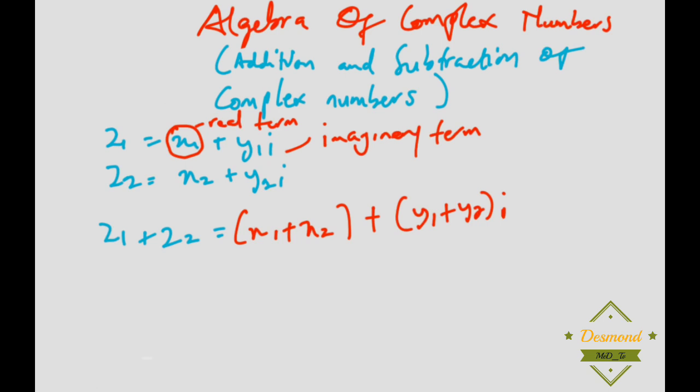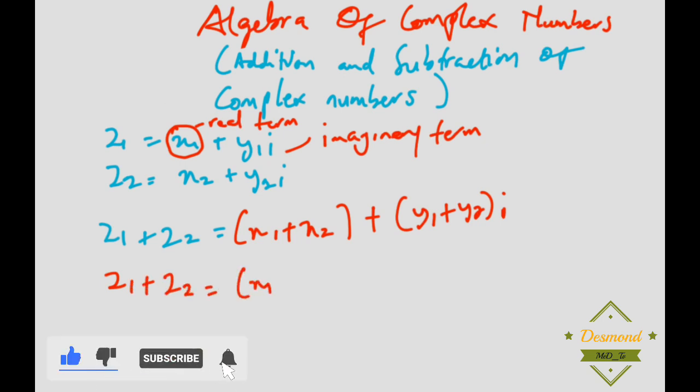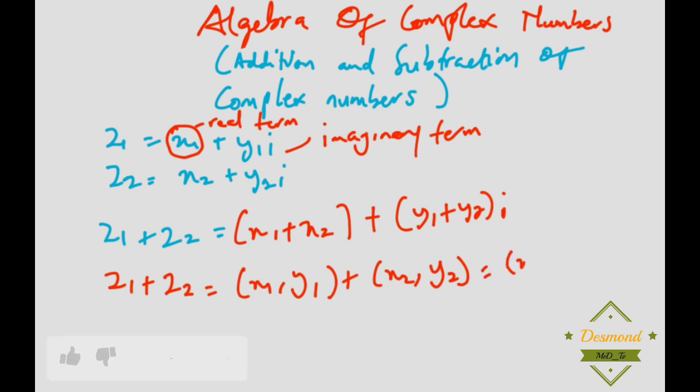You can also add complex numbers in component notation form, like z1 plus z2 should be equal to x1 comma y1 plus x2 comma y2. You all know that the x part is the real part and the y part is the imaginary part, so you add them separately, and when you add them you should get x1 plus x2 comma y1 plus y2.